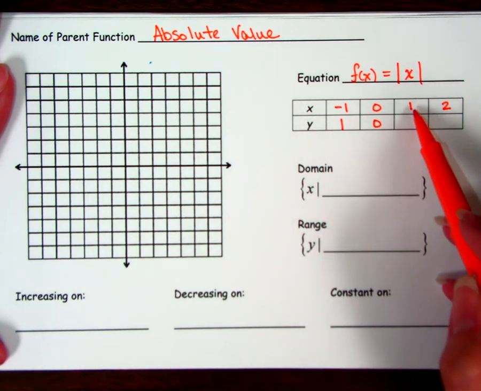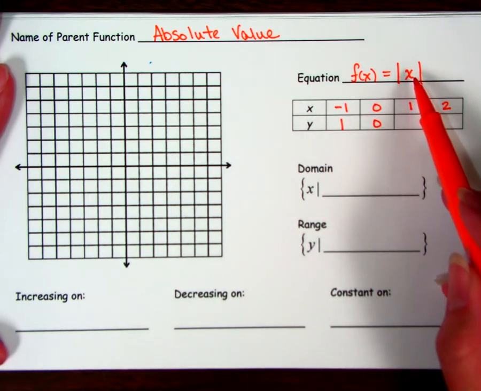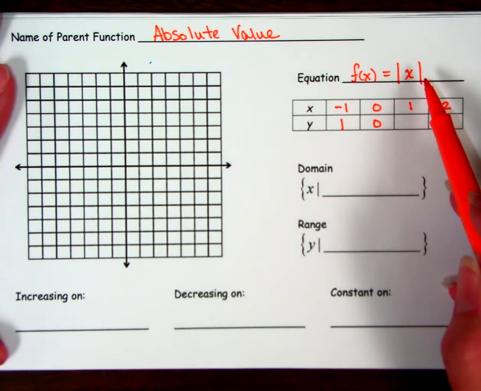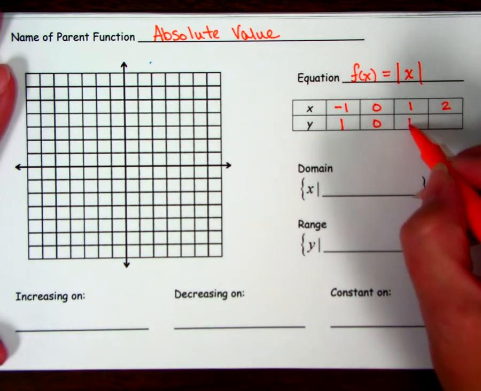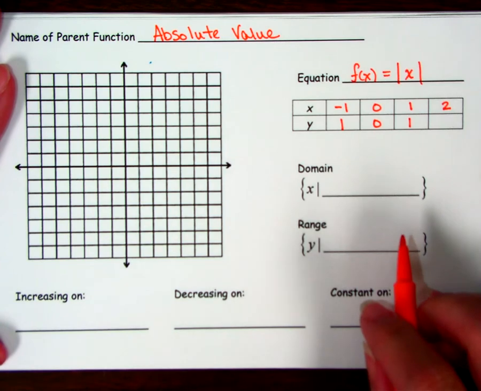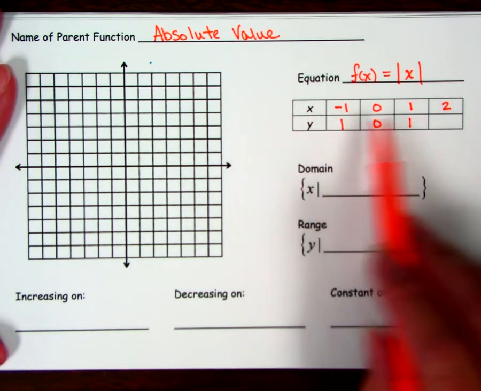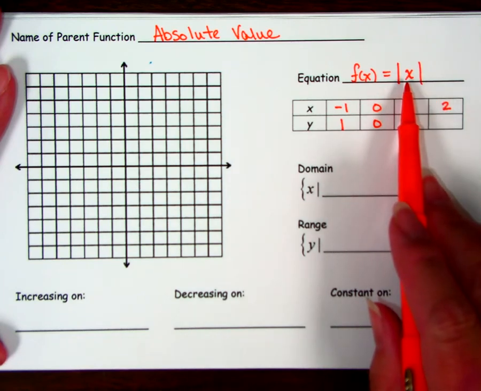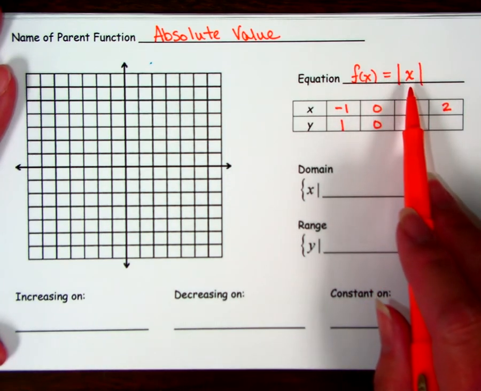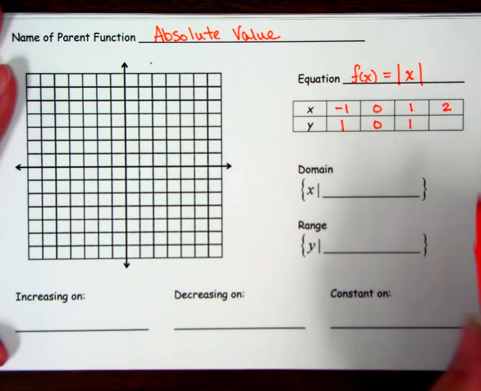If x is 1, I put in 1 in place of x, and this would say y is equal to the absolute value of 1. Now 1 is 1 unit away from 0 on the number line, so the y value would just be 1. If x is 2, I put a 2 in place of x, so this would say y is equal to the absolute value of 2. So 2 is 2 units away from 0 on the number line, so the y value would be 2.